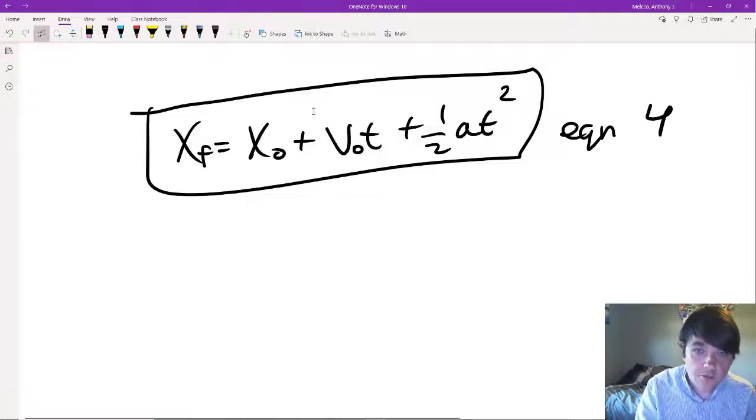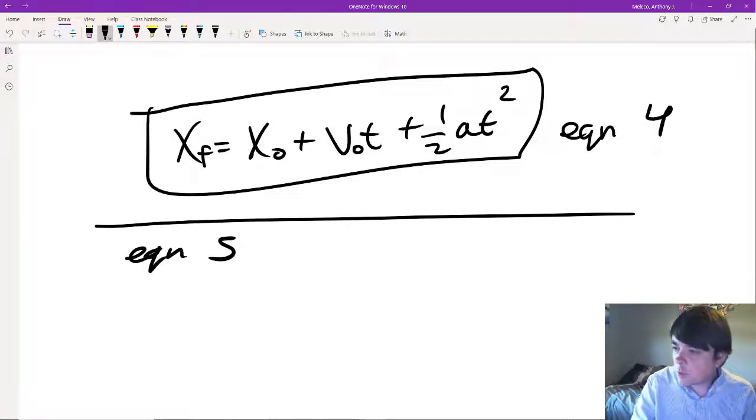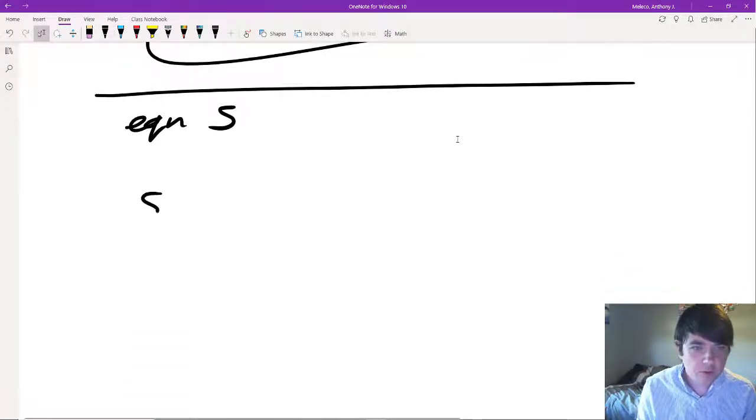They are derived from the definitions of position, velocity, and acceleration, right? They come from somewhere, right? There is also a way to derive them using calculus, but we won't do that one. So, equation 5, where are we starting? Okay, so we're going to start with equation 3 again.